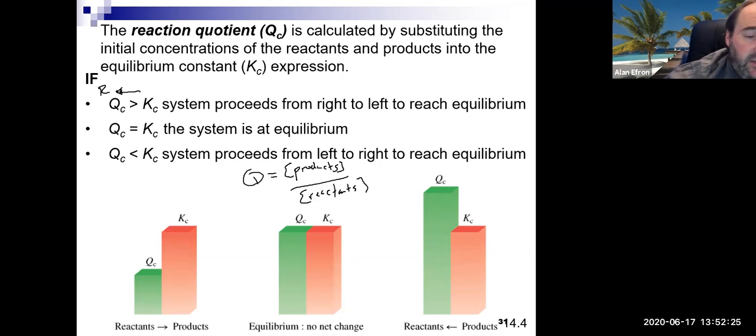If you calculate Q and it's less than Kc, it also tells you it's not at equilibrium. And again, opposite of where it's pointing, this would tell you that you need to make more products. And if you calculate Q and it actually does equal the K value, that tells you that you are at equilibrium.